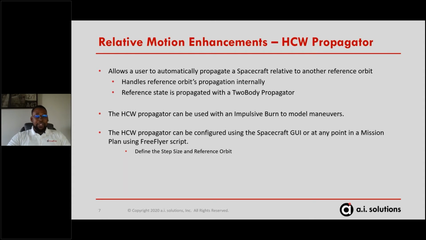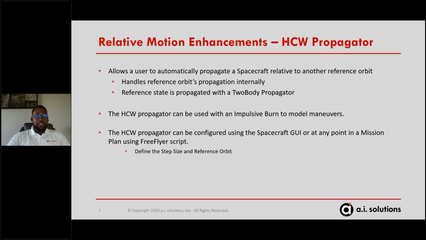Now, in addition, our HCW propagator can be used with an impulsive burn to model maneuvers. So this can be used to model entering a relative motion orbit or exiting a relative motion orbit, as well as modeling the maneuver just while actually in a relative orbit.